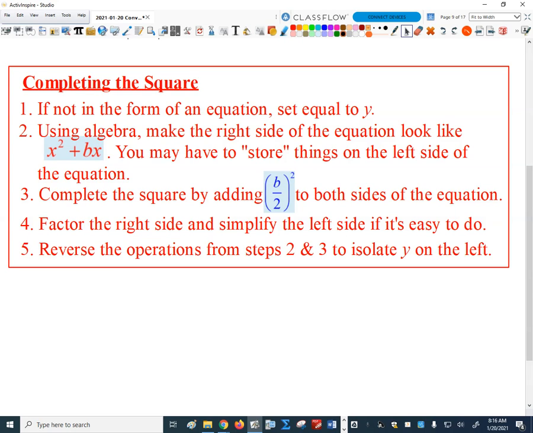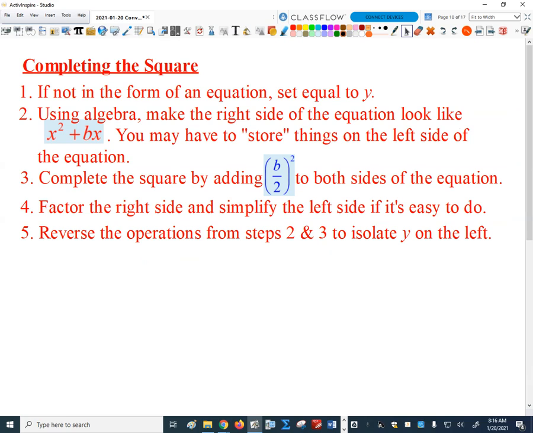We're going to have to push some things over to the left side potentially to make that happen. Then we're going to complete the square by adding b over 2 squared to both sides of the equation. You have to treat both sides equally. That's going to make the right side a perfect square trinomial, which we can easily factor. And then we're going to reverse everything to isolate the y, and we're done. Let's look at an example.